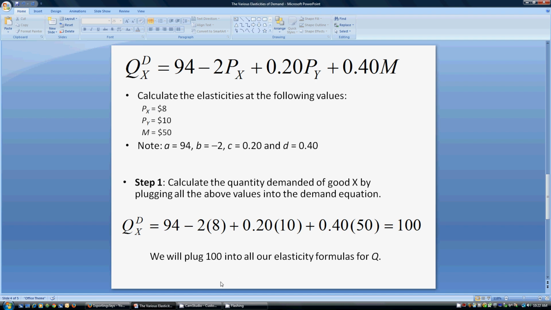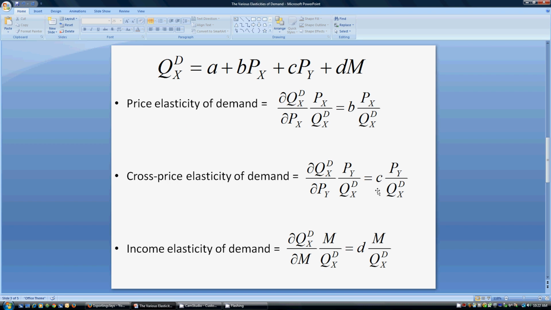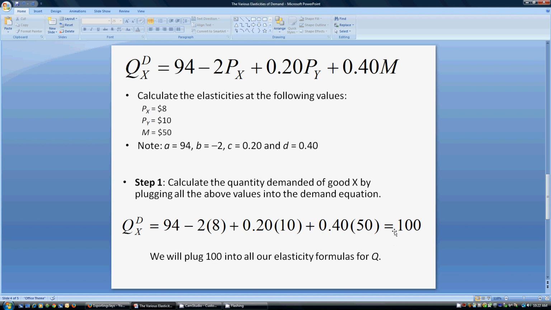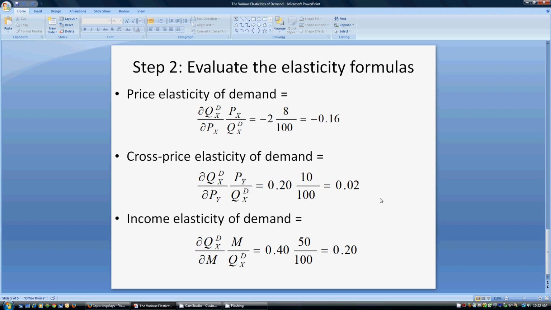What we're going to do then is, with all our elasticity formulas, anywhere we see a Q, we're going to plug in 100. So going back to the previous page, all of these values right here are going to be 100. Okay, in all of our 3 elasticity formulas. Okay, moving on. Let's now go ahead and calculate these elasticities.